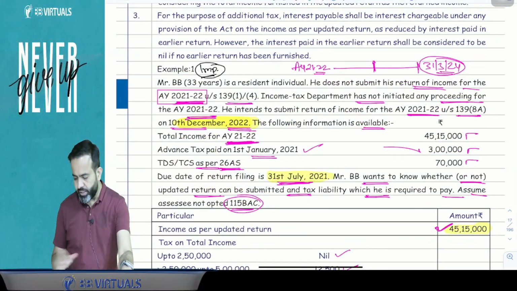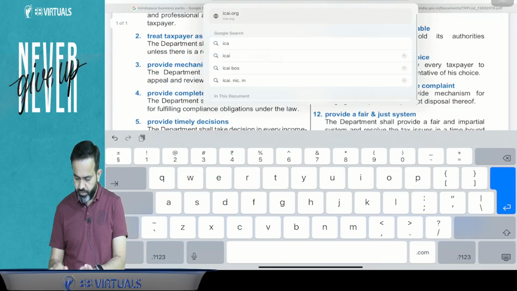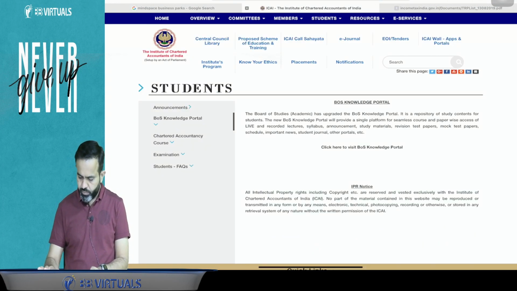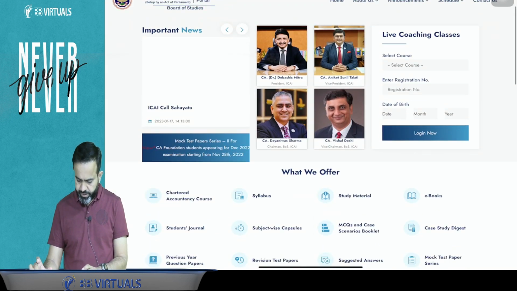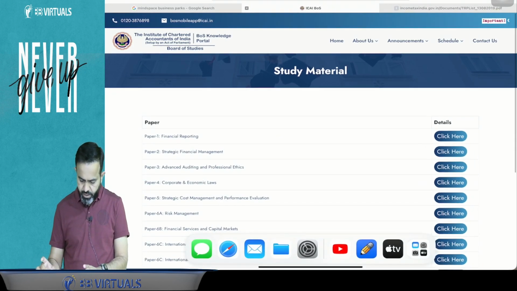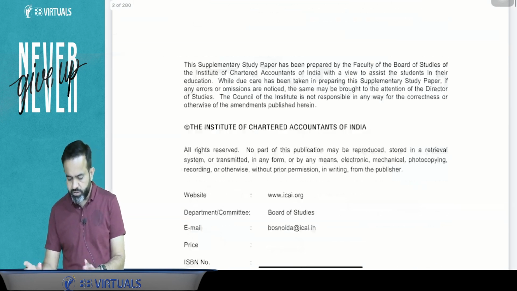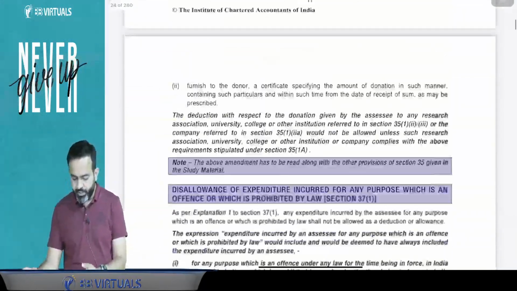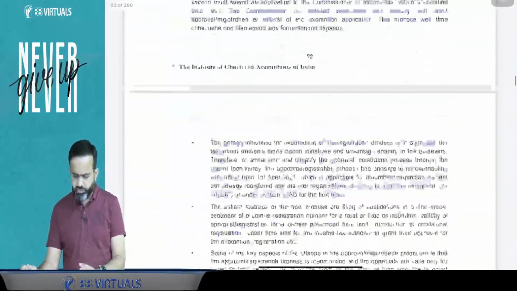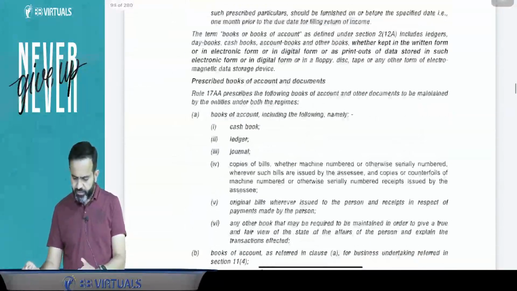Now guys, ICAI has already given one example, and I'm showing you from the ICAI website, in the student portal, board of study. If we check the study material for the final, they have given the direct tax supplementary of 280 pages, but everything is already covered in our book. So there is no need to check the supplementary. Directly we will check the updated return part.